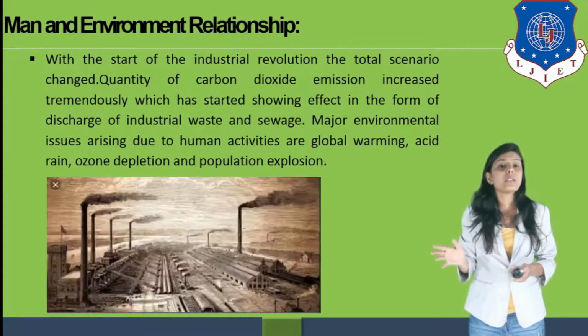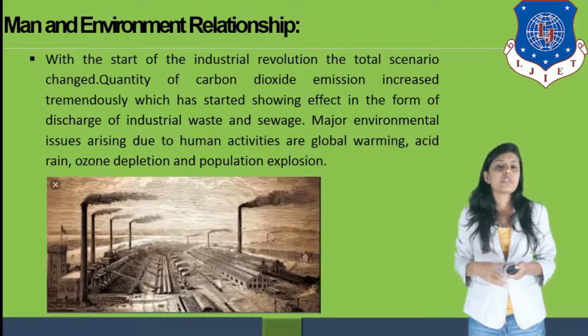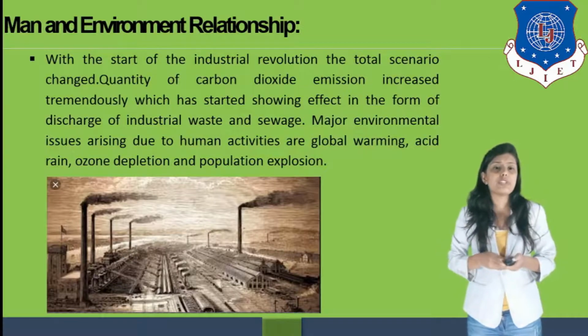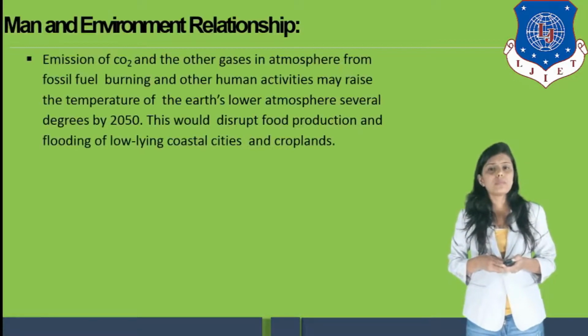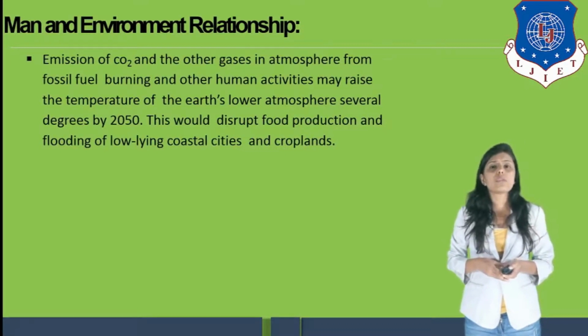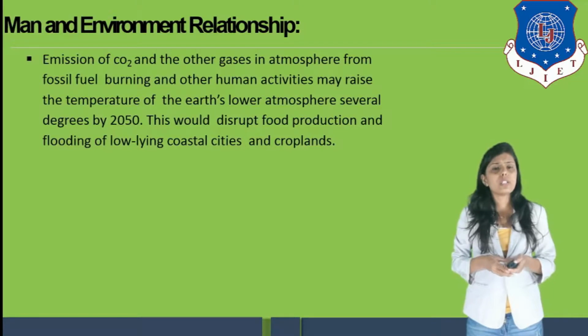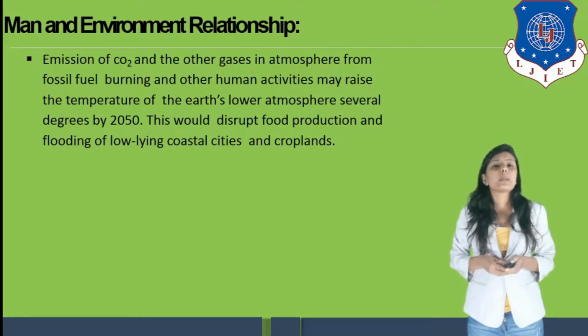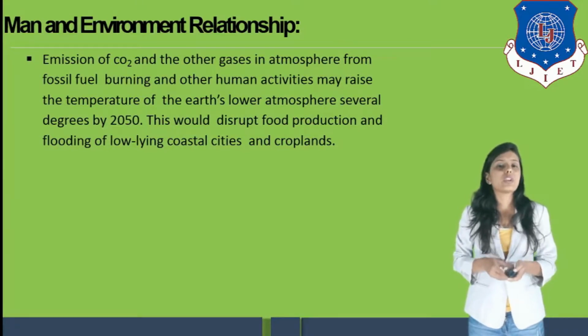As you can see here, the picture of the Industrial Revolution, where a large amount of pollution is being released into the atmosphere by the industries. Emission of CO2 and other gases into the atmosphere from fossil fuel burning and other human activities may raise the temperature of Earth's lower atmosphere by several degrees by 2050. This would disrupt food production and cause flooding of low-lying coastal cities and croplands.